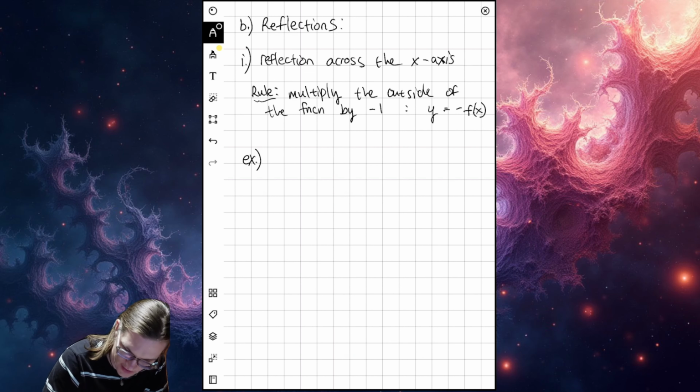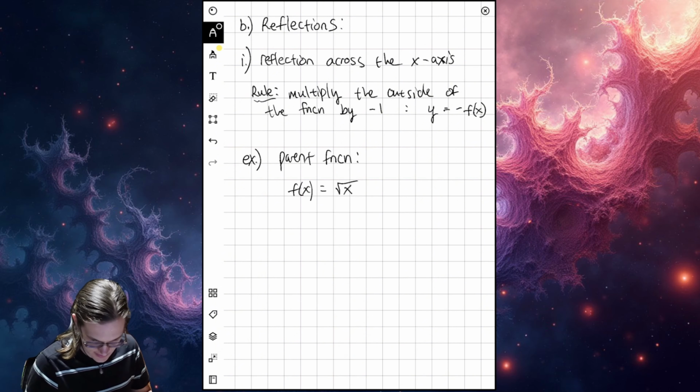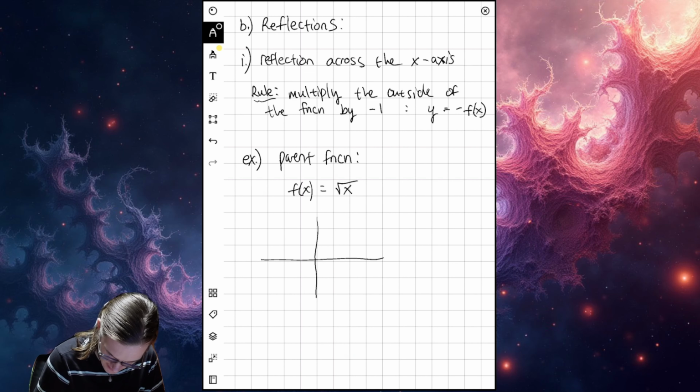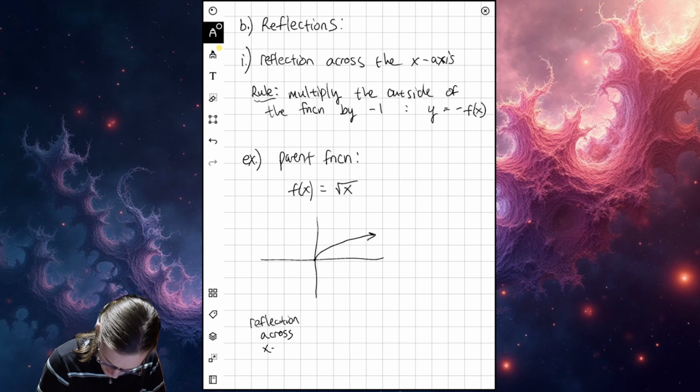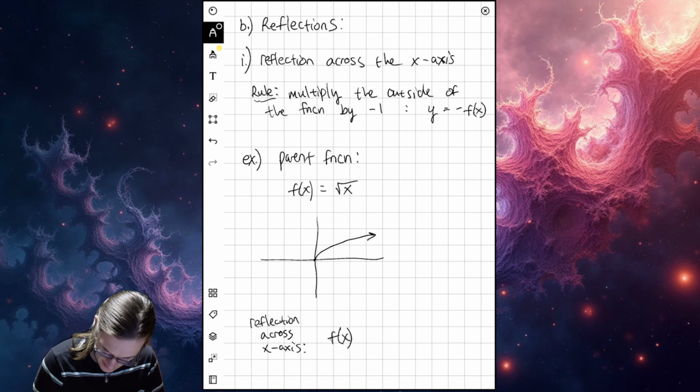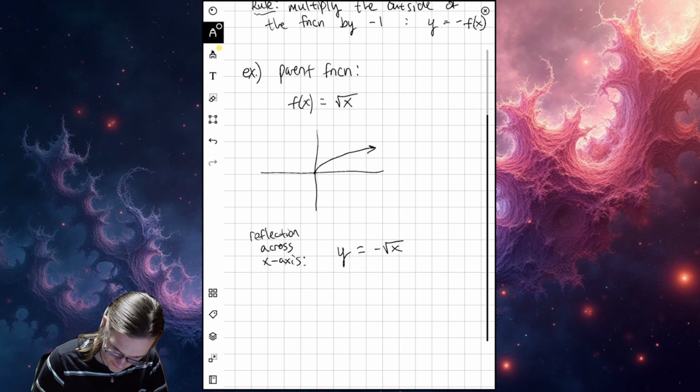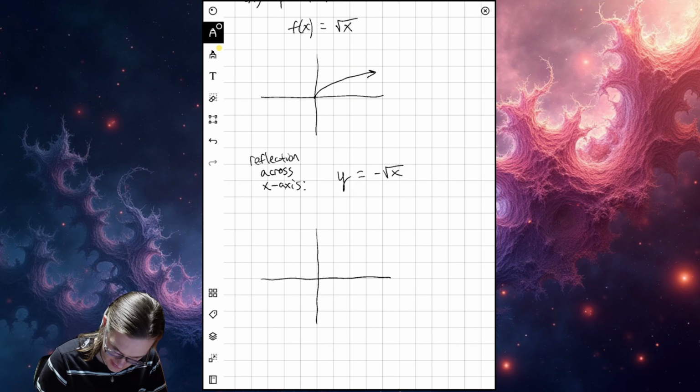So a quick example is if your parent function is f of x equals square root of x, that original function, the parent function, looks like this. Okay. Reflection across the x-axis is going to be f of x equals negative square root of x. I'm just going to put y. So the reflection across the x-axis, well, now will be down here, right? So it flipped across the x-axis.